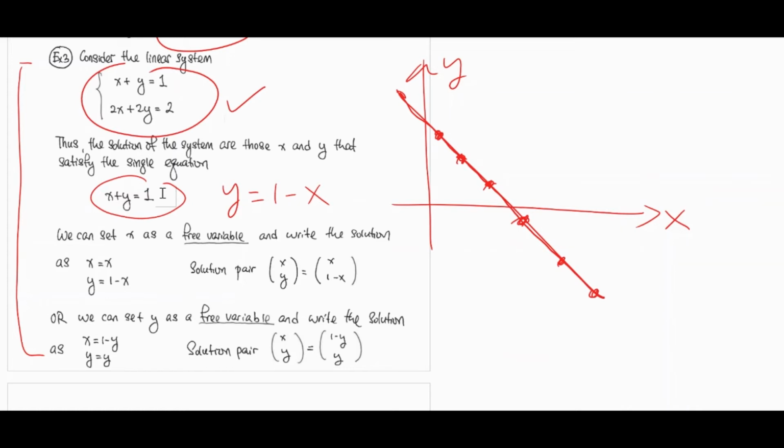So for example, there are many solutions. Let's say that I choose my x equal to 0. If I choose my x equal to 0, my y will have to be 1. If I choose my x equal to 1, then my y will have to be 0. If I choose my x equal to 2, then my y will have to be negative 1.